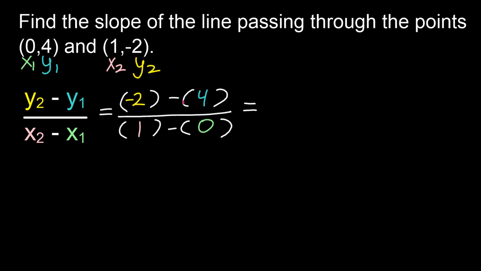Negative 2 minus 4, you get negative 6. And 1 minus 0, you get 1. And negative 6 divided by 1 would be negative 6. And that will be our slope. The slope of this line is negative 6.